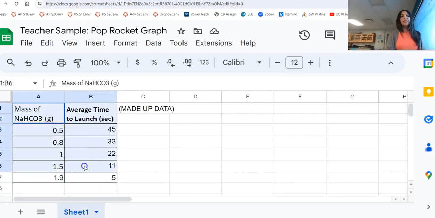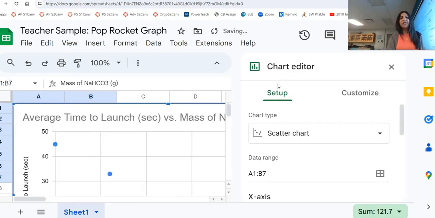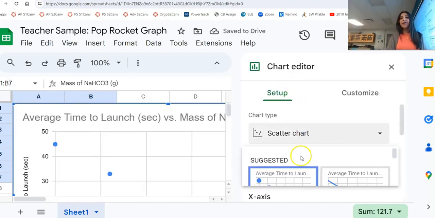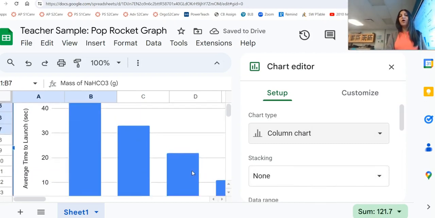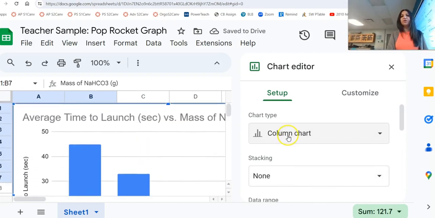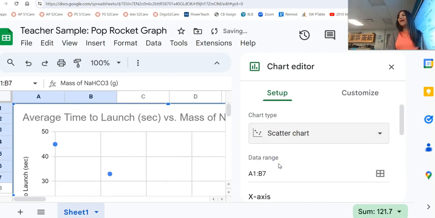And now what I'm going to do is highlight this, and I'm going to click on the 3 dots because I don't see my graph icon, but now I can see it. It's this one with the bars on it, but we do not actually want a bar graph. So I'm going to click on this to insert the chart, and I do want a scatter chart. If it gives you something like a column chart, we don't want that. So you're going to click on the chart type, and we do want a scatter chart.